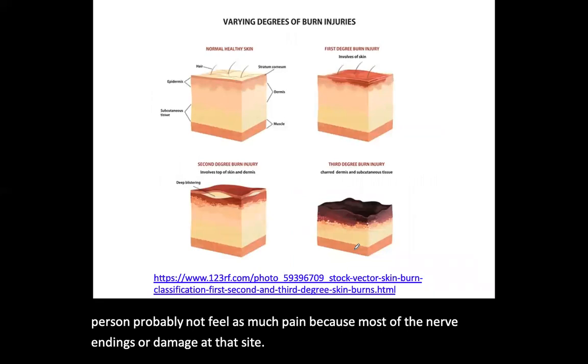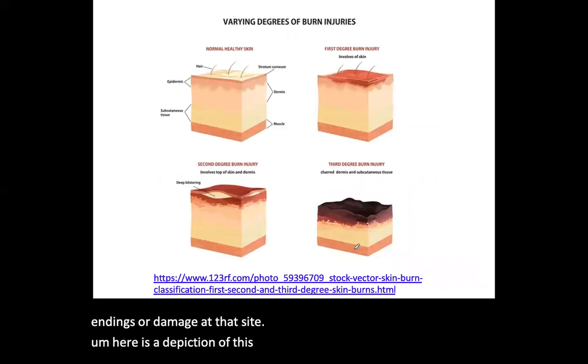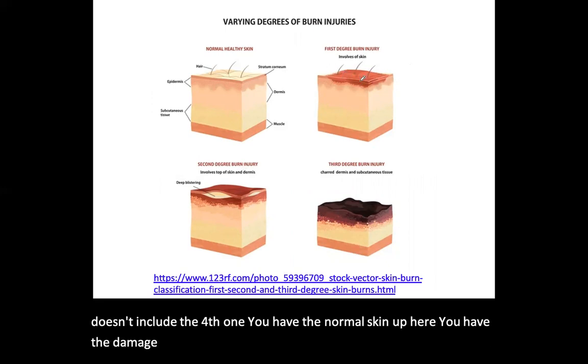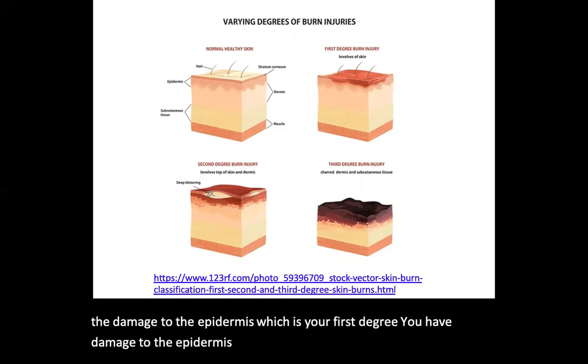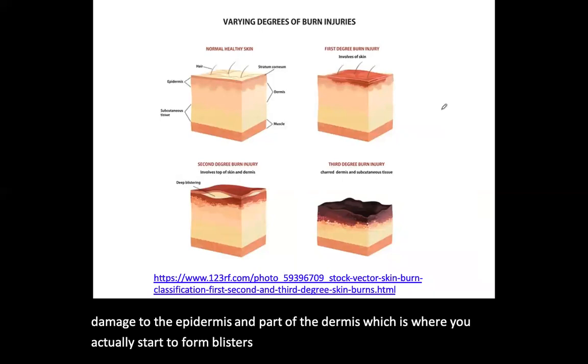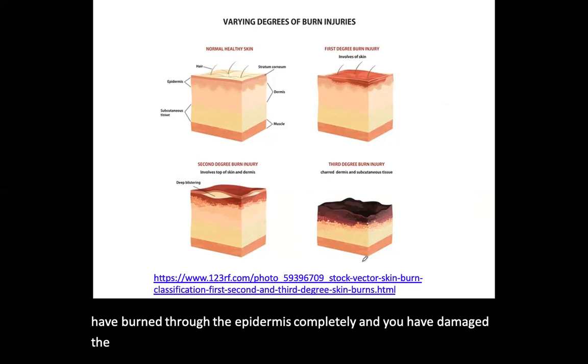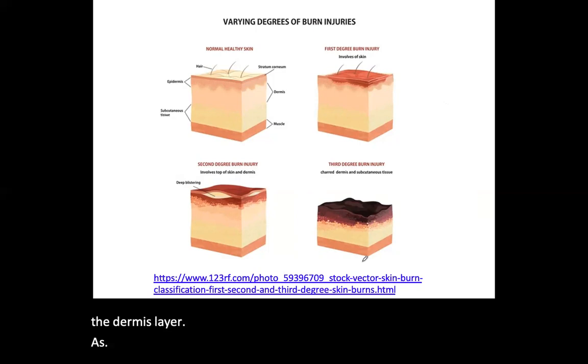Here is a depiction of these burns, up to third degree. It doesn't include the fourth one. You have the normal skin up here. You have the damage to the epidermis, which is your first degree. You have damage to the epidermis and part of the dermis, which is where you actually start to form blisters. And then third degree burn, where you have burned through the epidermis completely and you have damaged the dermis layer as well. This picture does not depict the fourth degree burn.